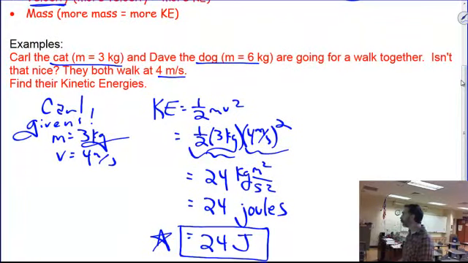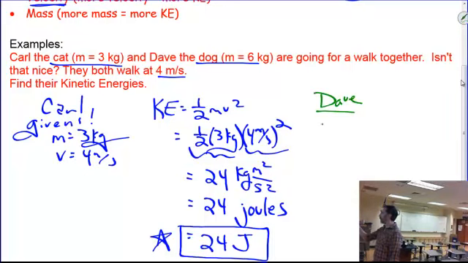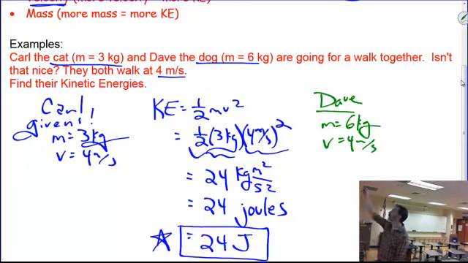All right? So now suppose we were going to go back and do the exact same thing for Dave the dog. Well, if we wrote out our givens, our mass would be 6 kilograms, and our velocity would be 4 meters a second. All right. So how would that change things?